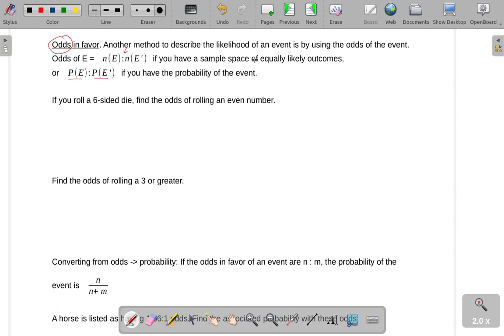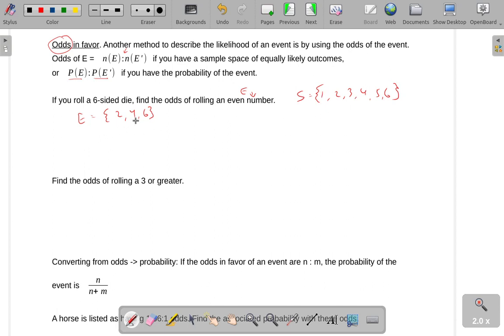Alright, if you have a 6-sided die, find the odds of rolling an even number. Let's first define what E is. E is rolling an even number. This is the events 2, 4, and 6. Of course, I'm using the obvious sample space here, 1, 2, 3, 4, 5, 6, just being the outcome of the die. That would be the most logical sample space here.